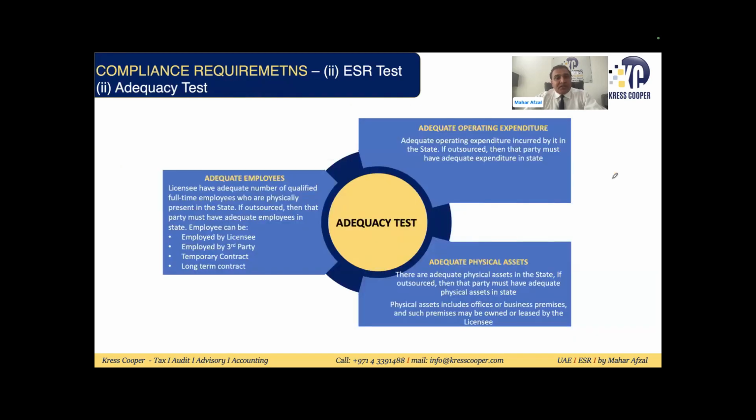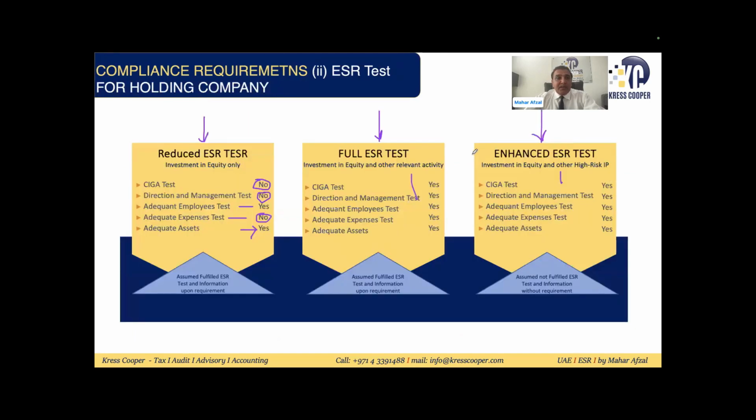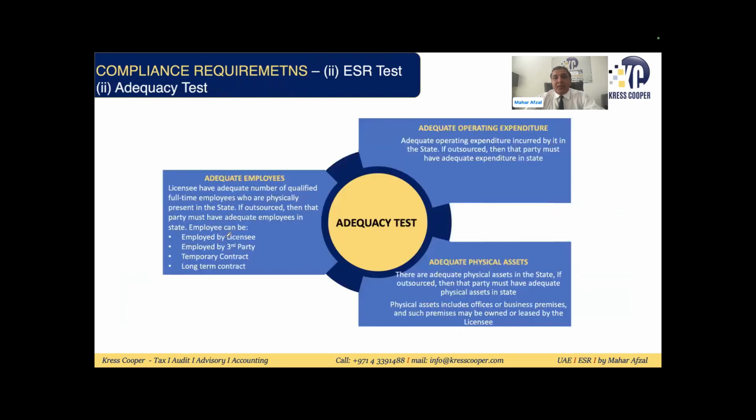This is an adequacy test: adequate employees, adequate operating expenditures, and adequate physical assets. And the party to whom this is being outsourced must have adequate employees, adequate operating expenditure, and adequate physical assets in the UAE. In the holding company business, this adequate employee test is applicable, adequate expenses test is not applicable, adequate assets test is applicable as well.